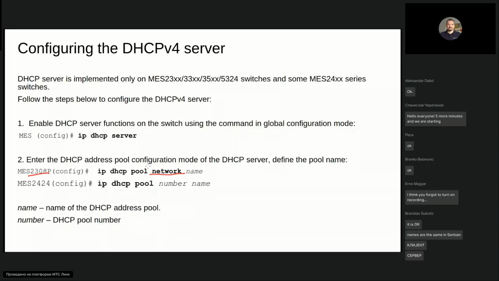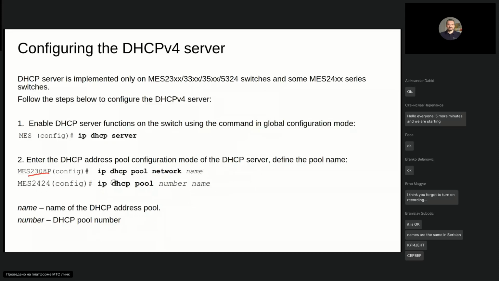In fact, on this series, we have two kinds of pools. First, the pool network, and second, the pool host. The pool host we will consider a bit later. The pool host is intended for giving out static DHCP IP addresses, so that the endpoint with one MAC address would always get the same IP address. Sometimes this functionality is necessary. But so, IP DHCP pool network and the name of the pool.